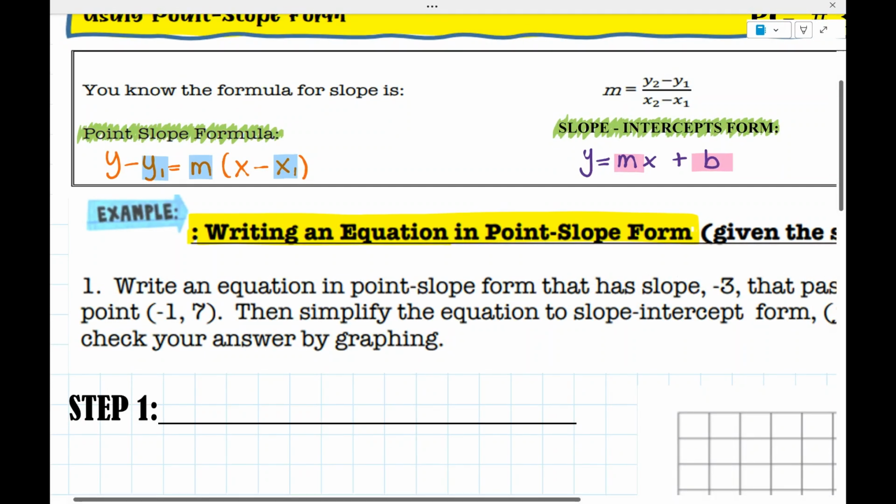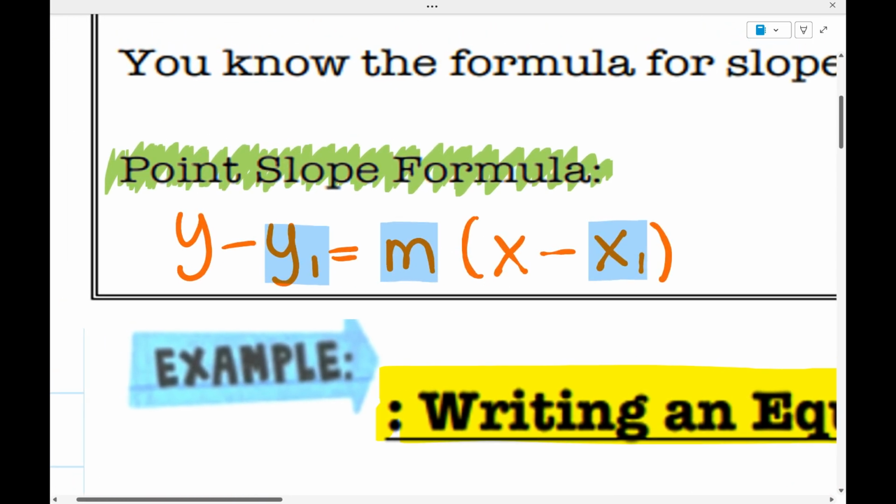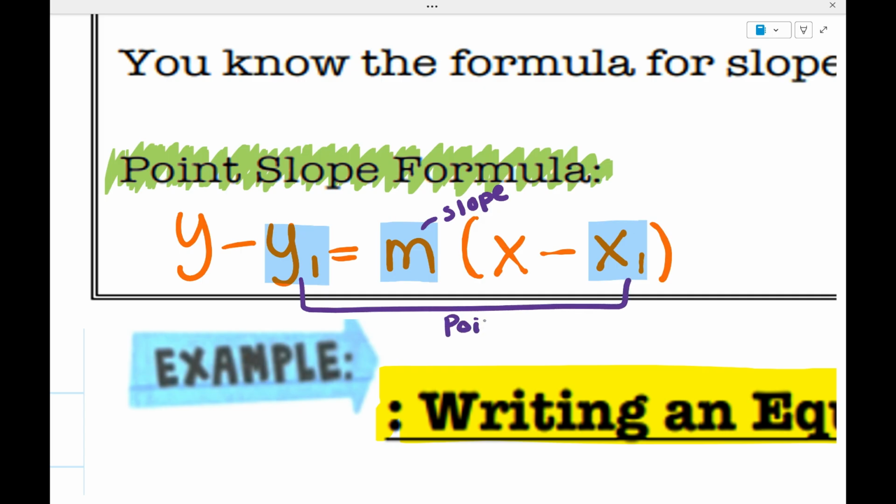Let's go ahead and look at two different ways that we can write equations with our given information. Recall that our slope can be found between 2 points using that formula that I just boxed in yellow. One of the ways that we can write an equation is in point slope form, which looks like what you're seeing here. The places that I highlighted are replaced with numbers. So m will be your slope, y sub 1, x sub 1 will be a point on that line.